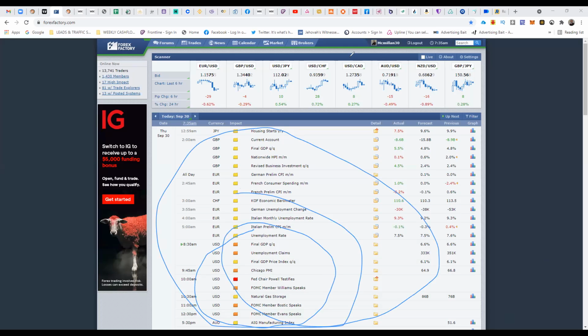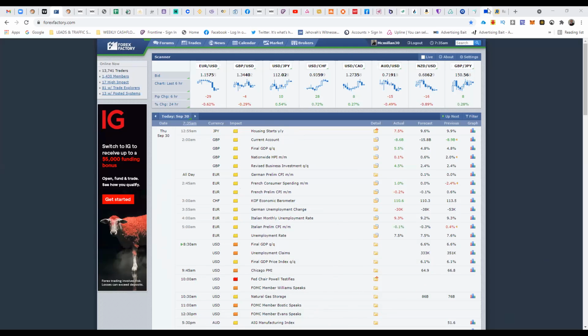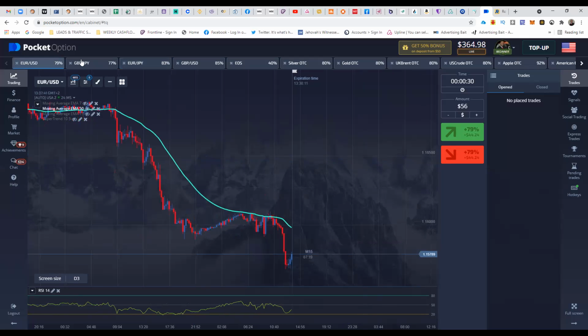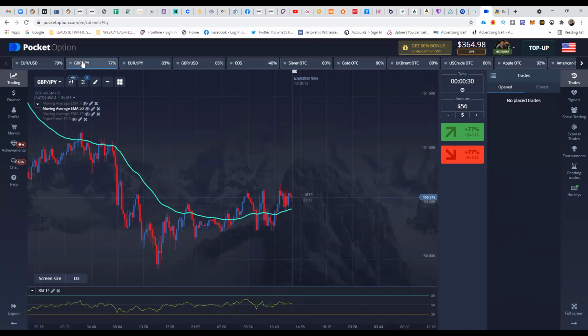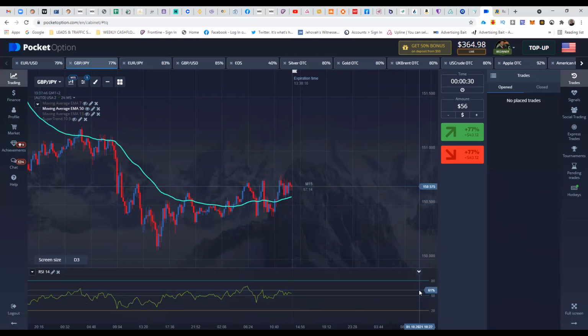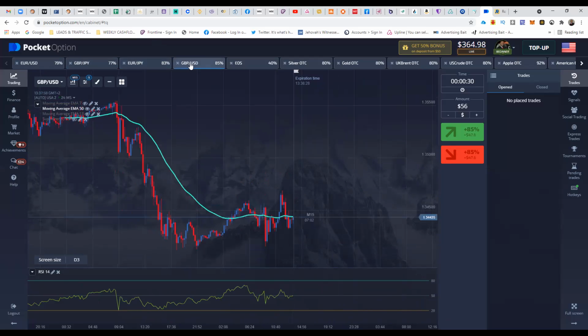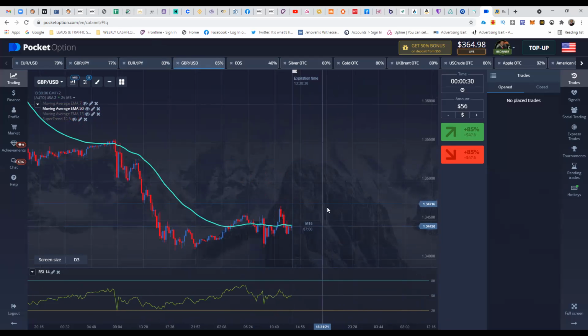So we're going to go to the charts here. We're going to see currencies that I probably might want to take a stab at. Let's see. I'll take a look at GBPUSD.